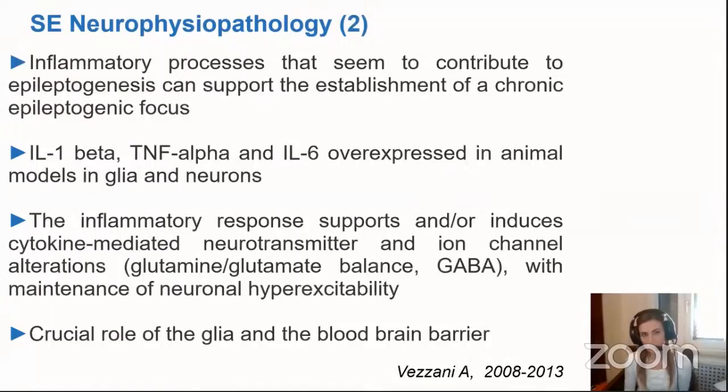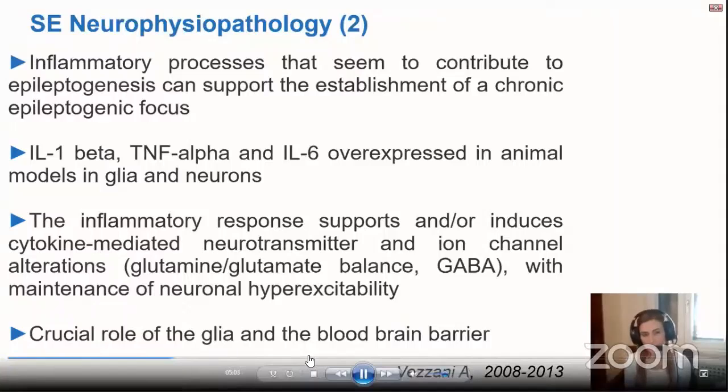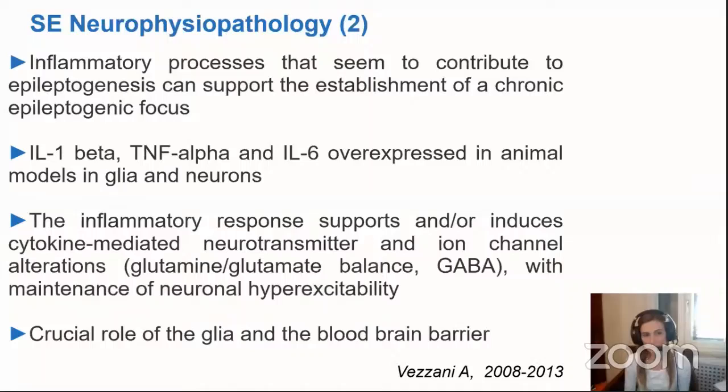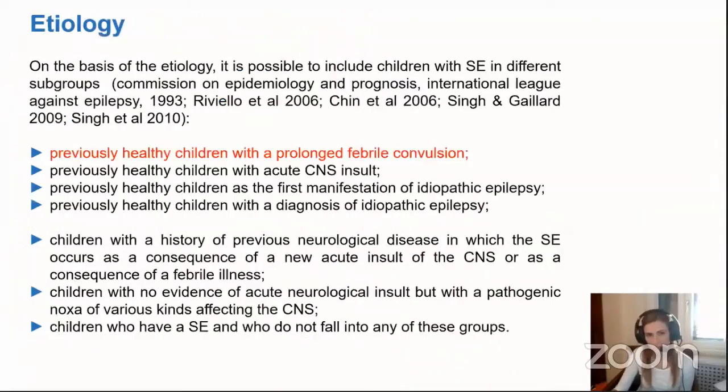In addition, immunoinflammatory processes are highly involved in SE pathogenesis and in sustaining the neurophysiopathological chains during continuous epileptic activity. The most involved cytokines include interleukin-1 beta, TNF-alpha, and interleukin-6. Glia and the blood-brain barrier also appear to be strictly involved, since a different permeability of the blood-brain barrier has been shown.